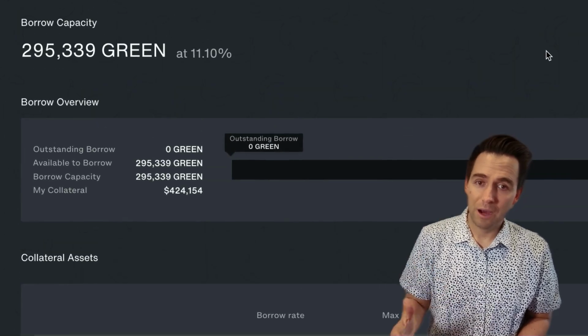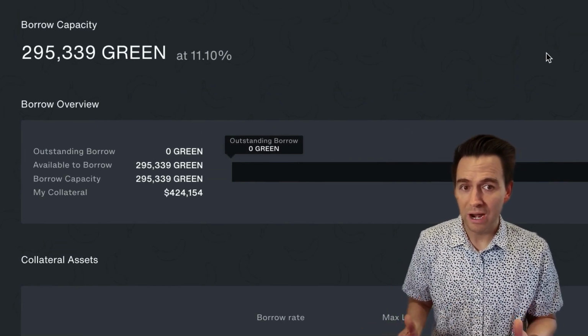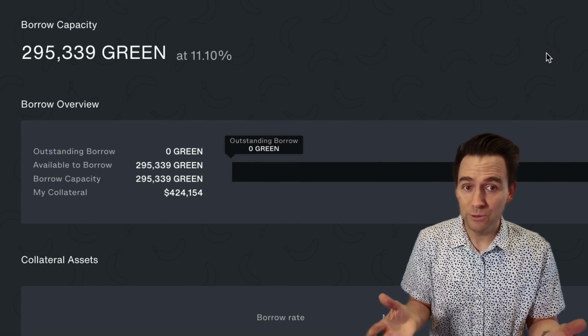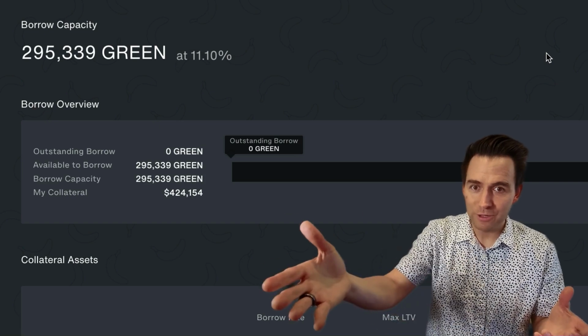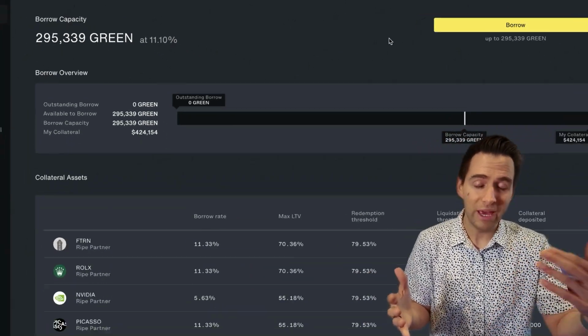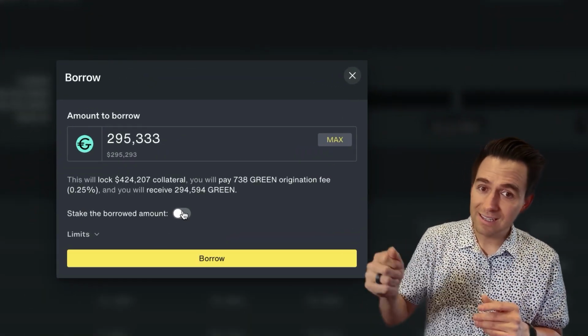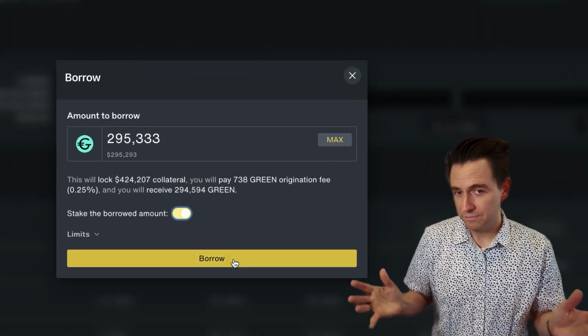All loans are denominated in Green, the stablecoin of Ripe Protocol. So when a user borrows, the smart contract mints Green for the user. Green is backed by the user's deposits, which are now locked until the user pays off their debt. Okay, let's get a loan. If I want, I can choose to instantly stake my Green in the stability pool. Let's do that.